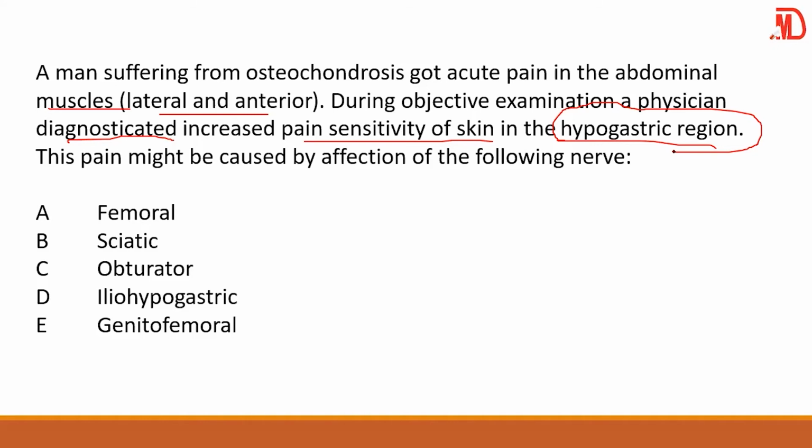Iliohypogastric nerve. And this originates from the lumbar plexus and supplies sensation to the skin over the lateral gluteal region and then motor to the internal and the transverse abdominal muscles. Again, it gives the clue that we're having the iliohypogastric nerve.